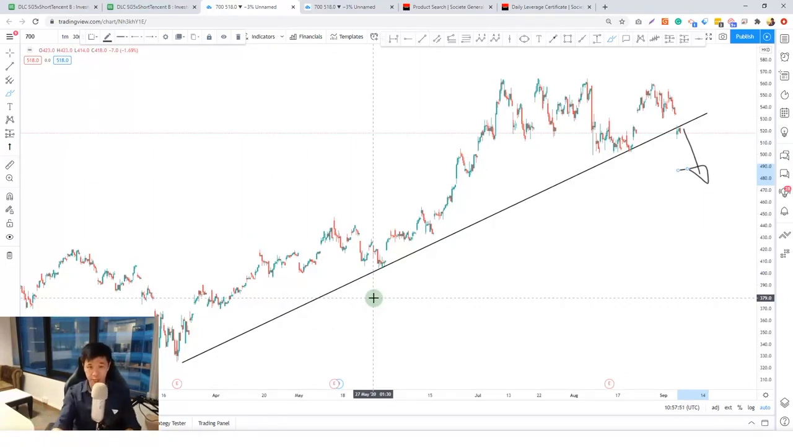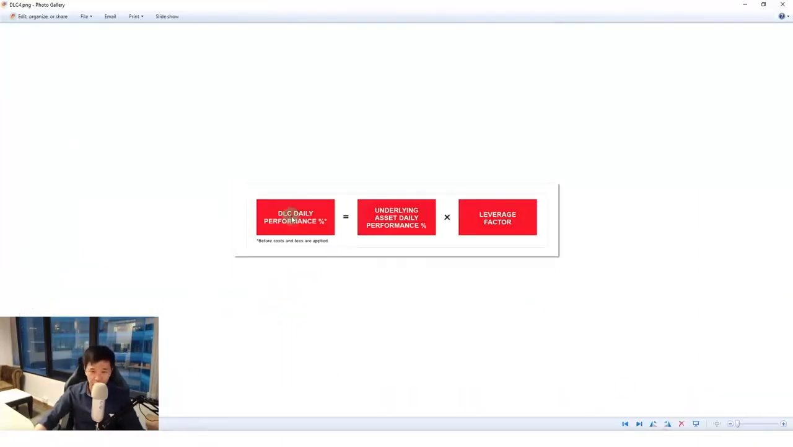execute the trade. Okay, really quickly, I do want to share with you how you calculate a DLC's daily performance. You need to take how well the underlying asset has performed for the day, for example, Tencent going up or going down by 3%. Right, and then you need to times the leverage factor. So for this competition, if I'm not wrong, we'll be using a leverage factor of 5. Okay, so yeah, it's an exciting style of trading.